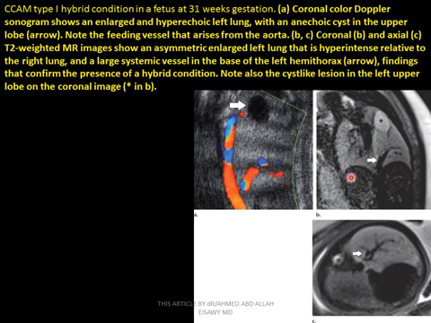Coronal and axial T2 MR images show an asymmetrically enlarged left lung that is hyperintense relative to the right lung, and a large systemic vessel in the base of the left hemithorax, findings that confirm the presence of a hybrid condition. Note the cyst-like lesions in the left upper lobe in coronal images. Feeding vessels.